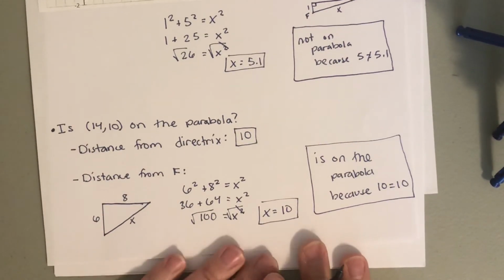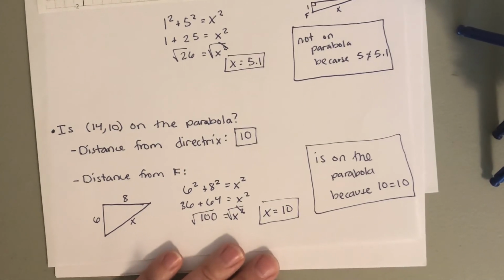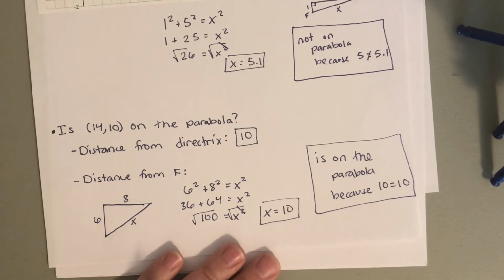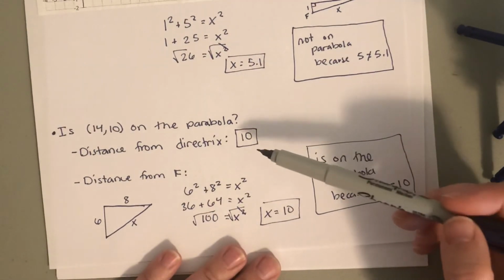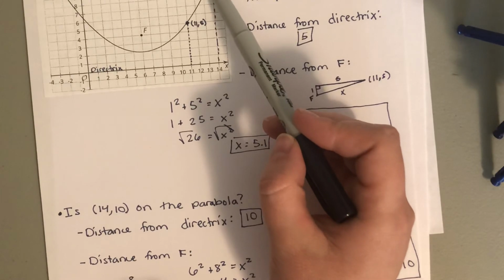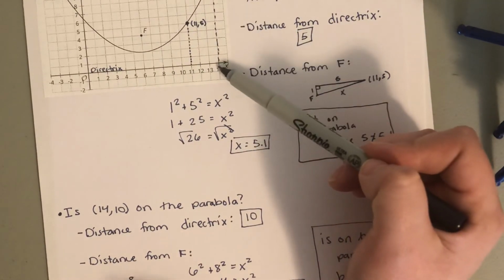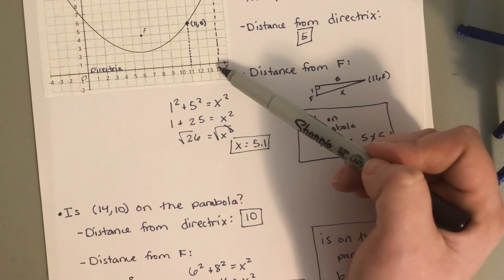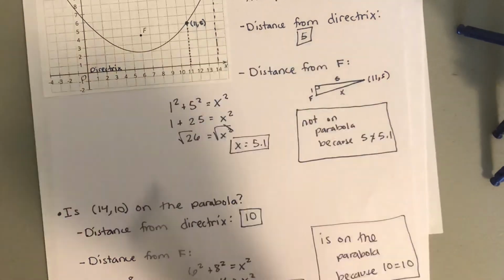And that is more of a geometric way to define a parabola, and it is a way that you can determine if a point is on a parabola or not on a parabola. Just to summarize, if you have a point, the distance from the point to the focus and the point to the directrix, if that's the same, it is on the parabola. If it's different, it's not on the parabola.